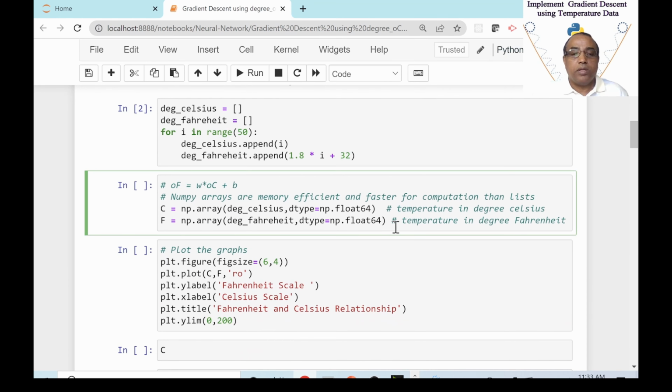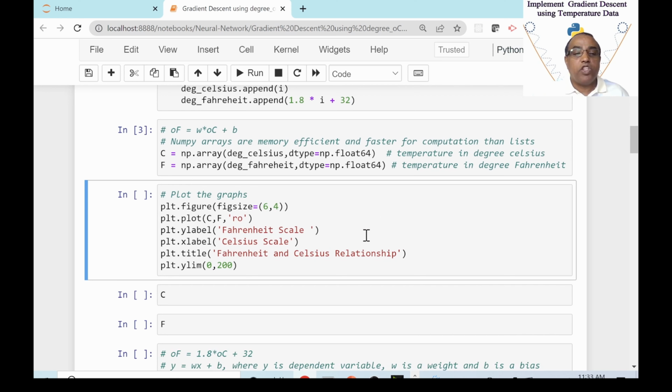Okay. Then the next thing is we need to put these degree Celsius and degree Fahrenheit values in NumPy arrays. In the case of degree Celsius, let's store it using C. For degree Fahrenheit, we use the F variable. The data type is very important here. We need to use floating points. So this NumPy float64 indicates that the degree Celsius and degree Fahrenheit values are floating point numbers. Okay, let's run this cell.